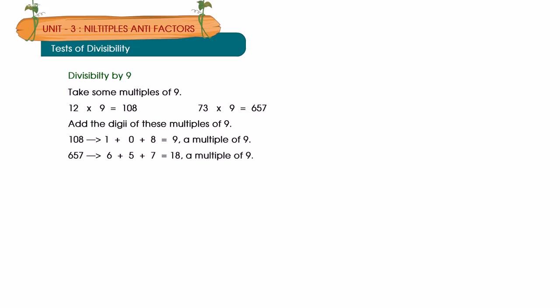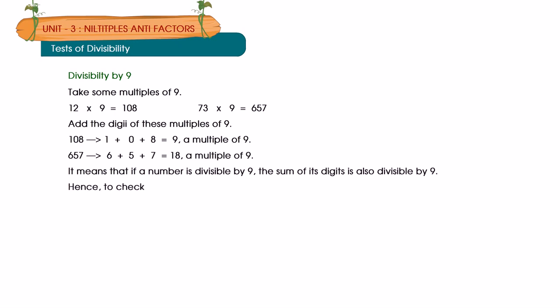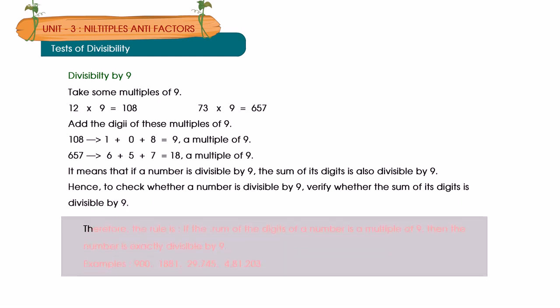It means that if a number is divisible by 9, the sum of its digits is also divisible by 9. Hence, to check whether a number is divisible by 9, verify whether the sum of its digits is divisible by 9. Therefore, the rule is: if the sum of the digits of a number is a multiple of 9, then the number is exactly divisible by 9.